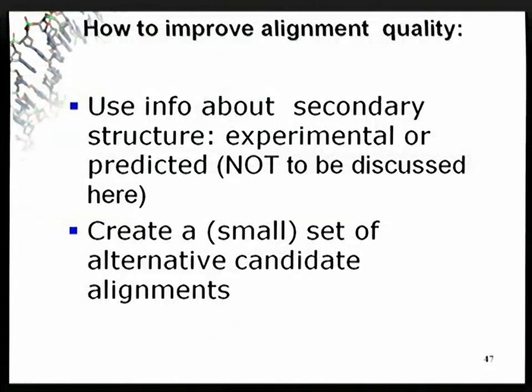So how can we improve the algorithmic quality? Here I present two standard ways. One is to use more information about the physical nature of sequences. In case of proteins, it is secondary structure, which can be experimental or predicted. And another idea is to create a small set of alternative candidate alignments and present it to the user, and then analyze these alignments with some other methods.